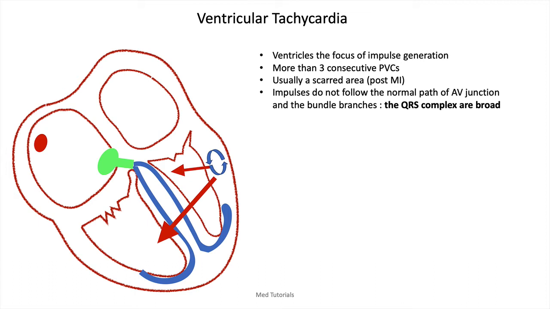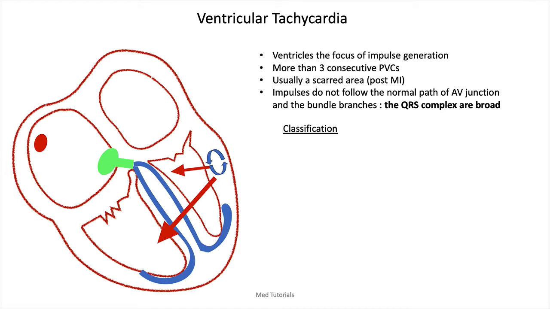It's only when you follow that route that the ventricles contract or depolarize in a systematic manner to form a narrow QRS complex. But if it's originating from a point other than this system, the impulses are transmitted in a different manner, not through the proper bundle branches, and therefore the QRS is broad.